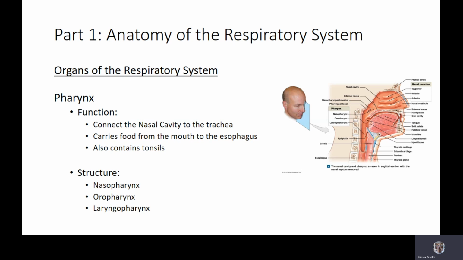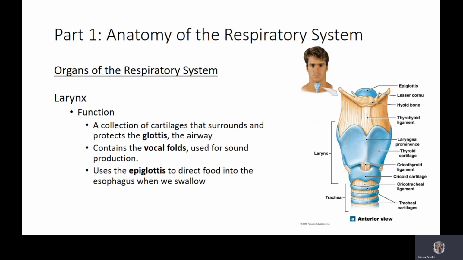The tonsils are going to be nodules that are rich with white blood cells. And so these tonsils create a ring of immunity that the air and the food has to pass through before it enters the respiratory system or the digestive system. So that was the pharynx.